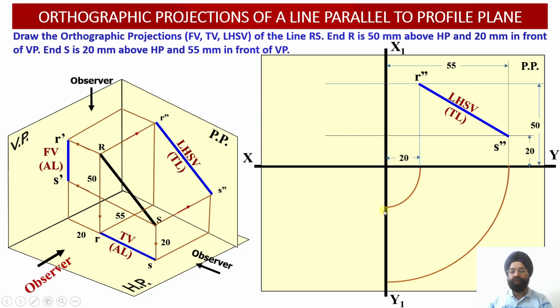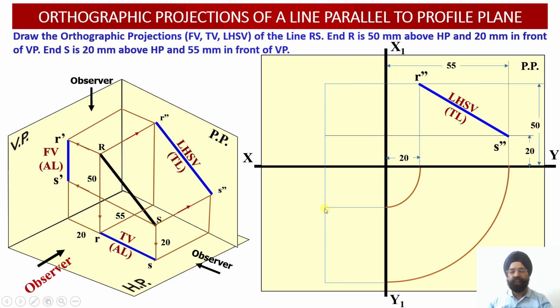Having obtained these 2 points corresponding to point R and point S, the horizontal construction lines, or locus lines, will be drawn from point R and point S over here. Since we are not provided with the distance of the line RS from the profile plane, we can choose any arbitrary distance over here. We can draw a construction line which will provide the location of the top view and front view projections.